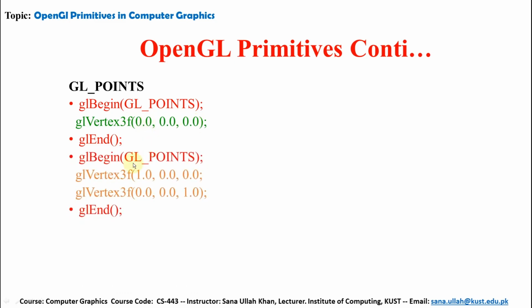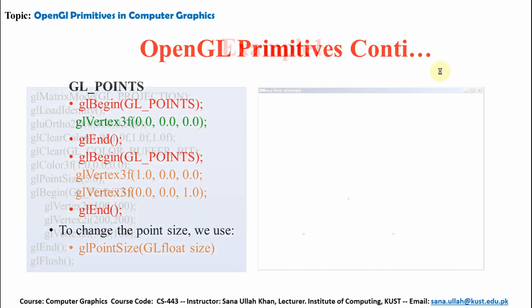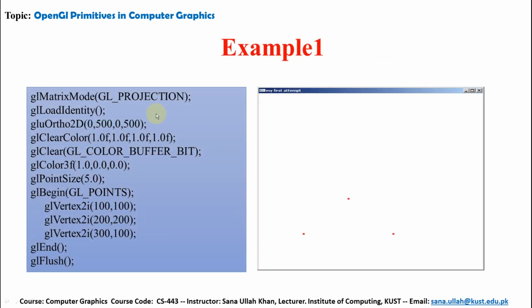So glBegin(GL_POINTS), glColor3f. If this value is 1, it means show the color, and this is the last color, meaning red, green and blue. To change the point size we use glPointSize with a GLfloat size. We will change the values of the point. This is the result. So glMatrixMode, glLoadIdentity, gluOrtho2D: x minimum, x maximum, y minimum, y maximum.